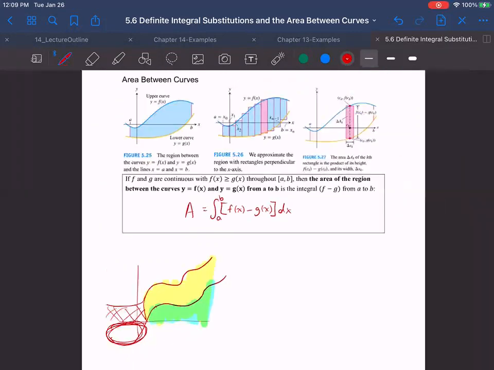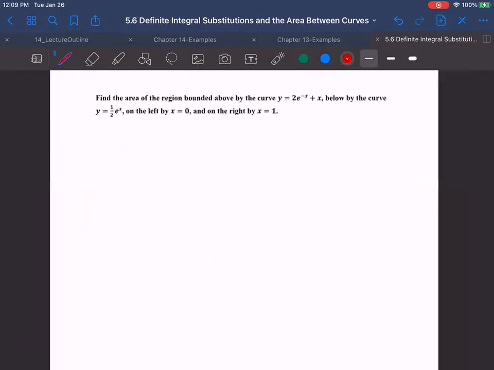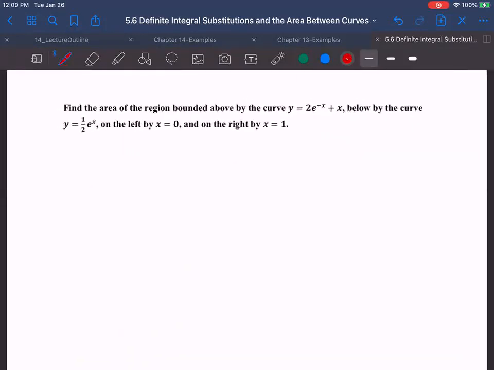All right, so let's try some. Find the area of the region bounded above by the curve y equals 2e to the negative x plus x, and below by the curve y equals 1/2 x.